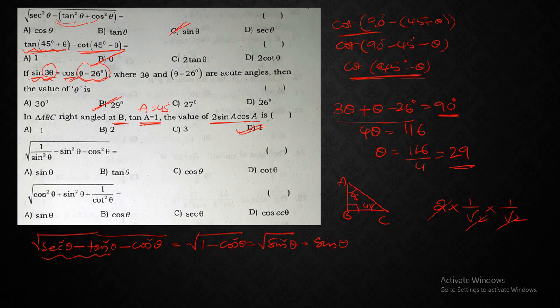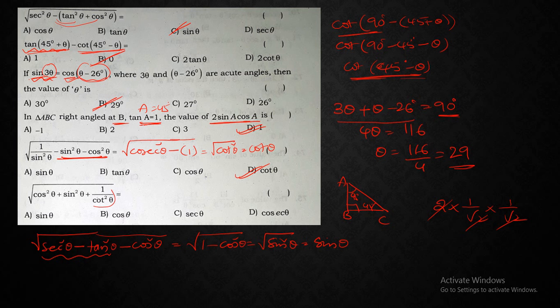So 1 by sin square theta I can write as cosecant square theta. If I take minus as common, then what I am left with here? Sin square theta plus cos square theta, which is nothing but 1. So square root of cosecant square theta minus 1 is nothing but square root of cot square theta, which gives me cot theta. So answer is cot theta.